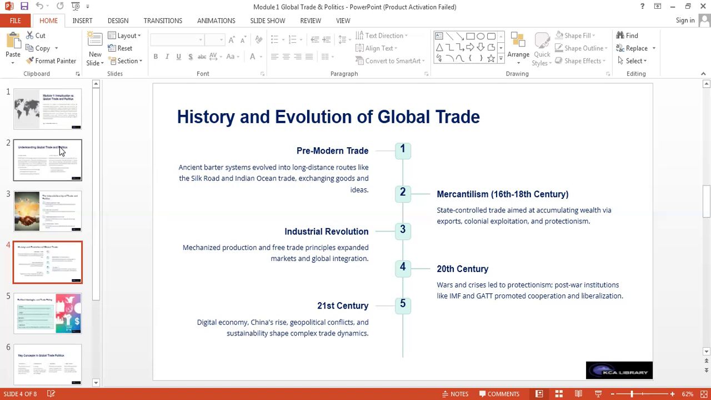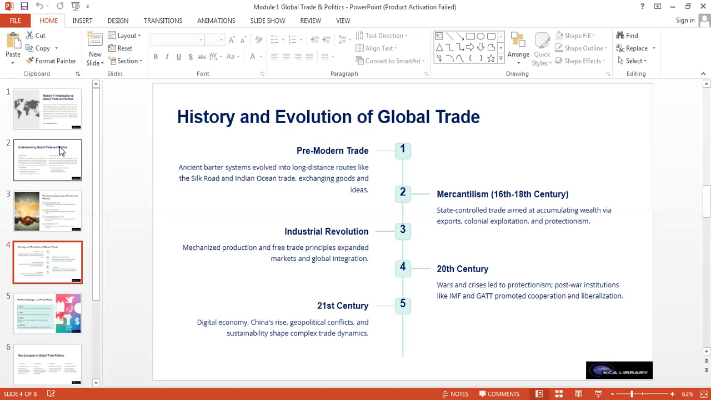Another trade era is the Industrial Revolution, which is the third one. It involved mechanized production and free trade principles, expanded markets, and global integration.